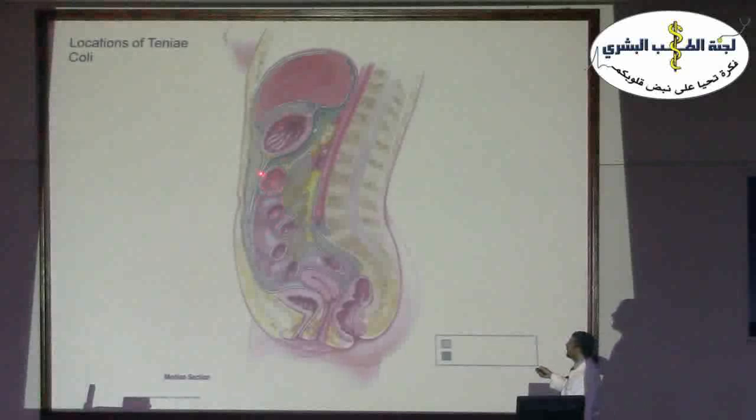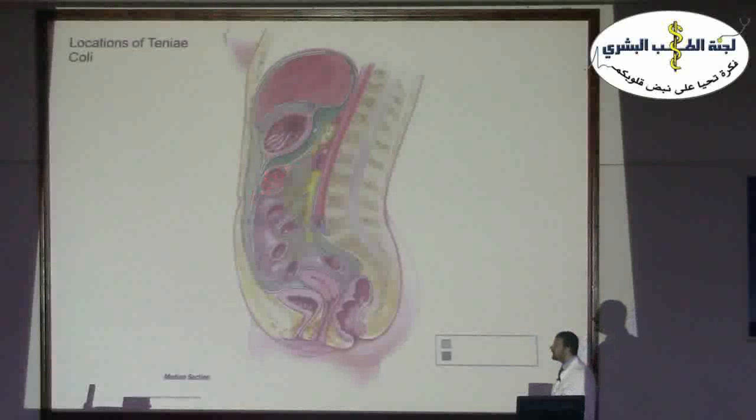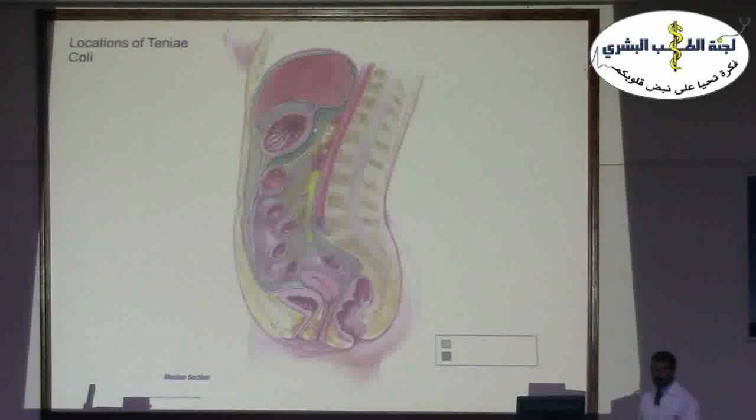It does not have any relation to the attachment of peritoneum. So we will call it tinea libera. Libera is Latin for free, the free band of tinea coli, because it is not related to peritoneum. So 3 bands: mesocolic band, omental band, and tinea libera band of tinea coli.